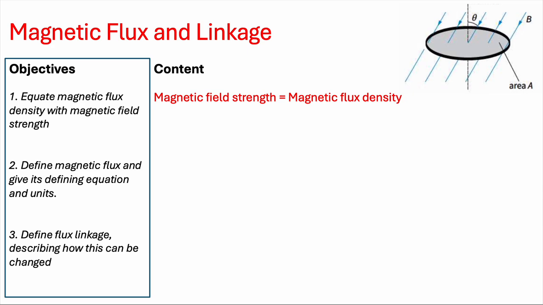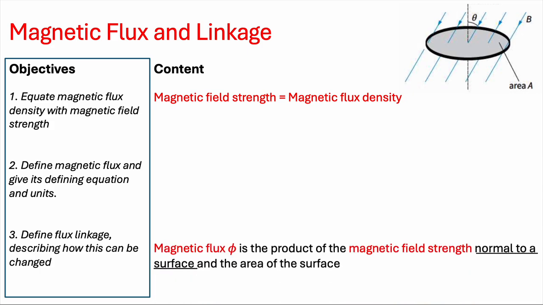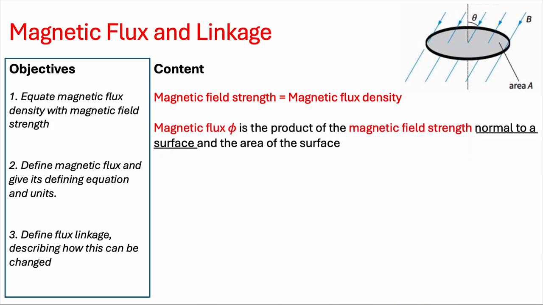Okay, so we have almost two uses of magnetic field strength here. We could talk about forces, we can also talk about the flux. Why do we call it the magnetic flux density? Well, the magnetic flux, and in this case we use the symbol phi, is the product of the magnetic field strength normal to a surface and the area of that surface. So in other words, we would take the area and the magnetic field strength, multiply them together, and we get that flux.